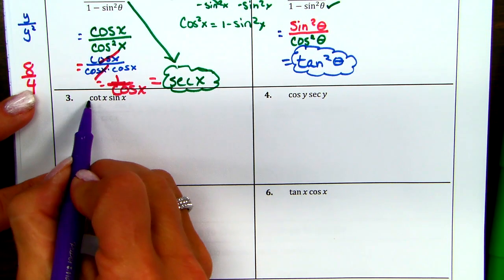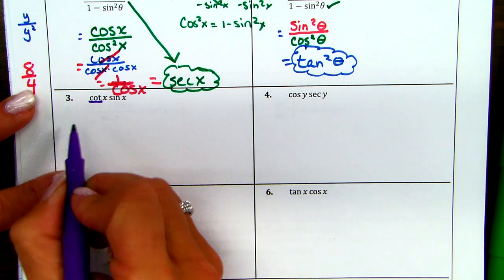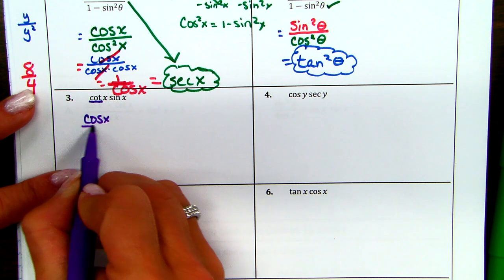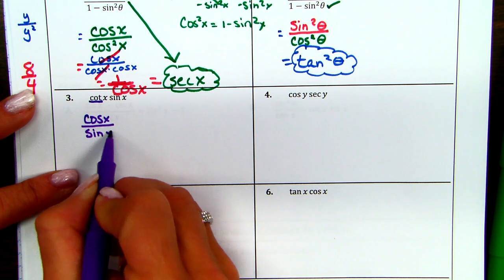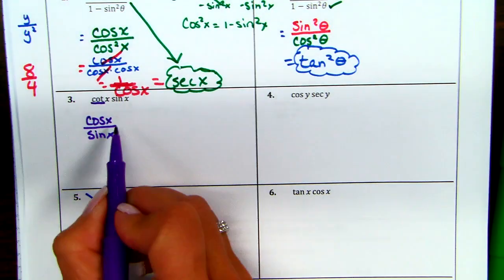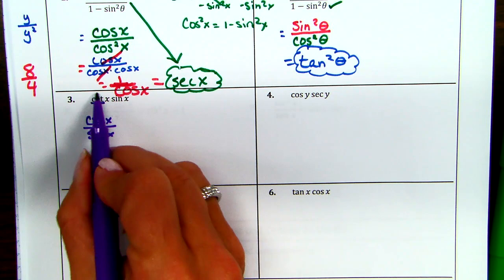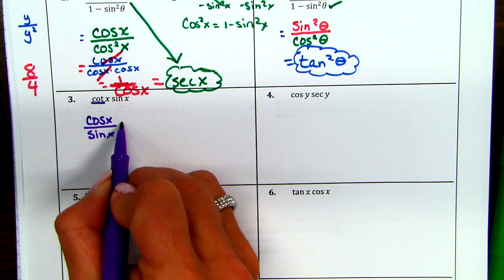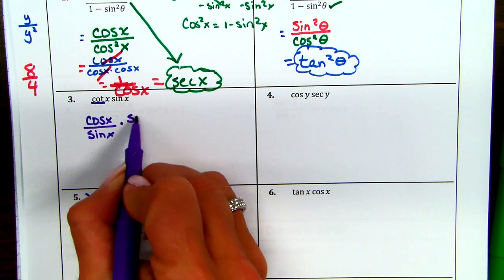So cotan, opposite of tan, cotan, I can change that to cosine over sine. If you need to use your identity sheet in the beginning, you can, but just know you do need to know these. So I just used this one right here. Okay, so all I did was change that cotan to cosine over sine. And when you see those next to each other, it means multiplication. So I'm just putting a times symbol there.